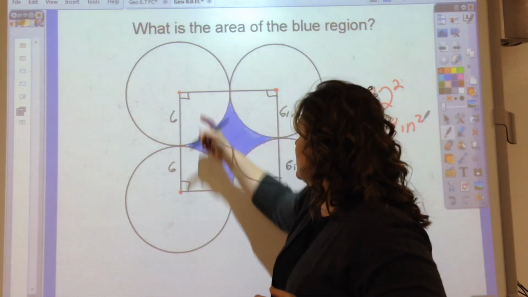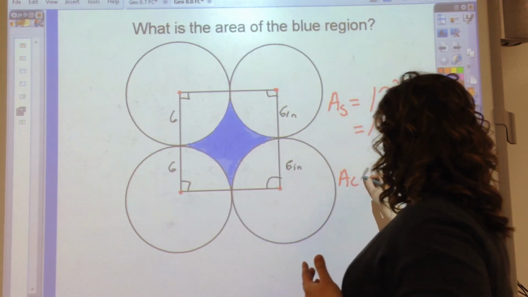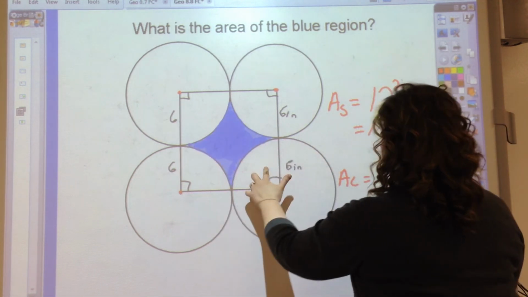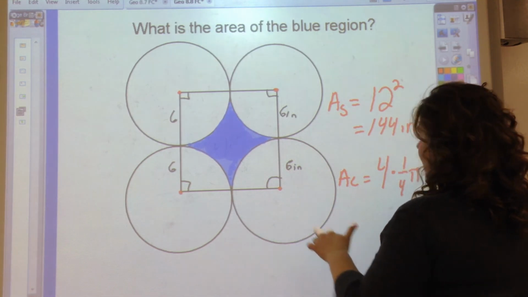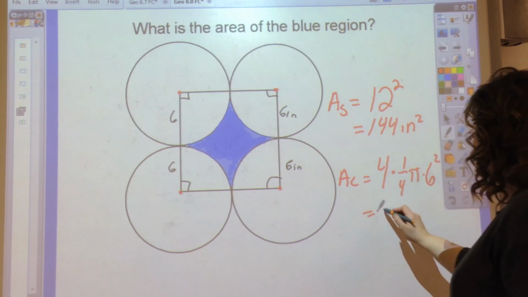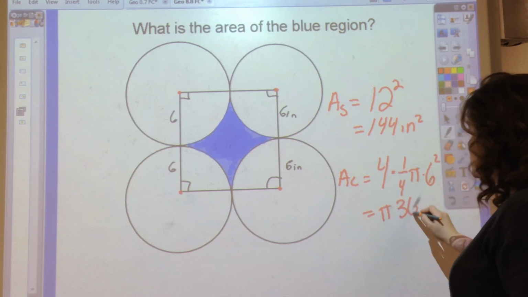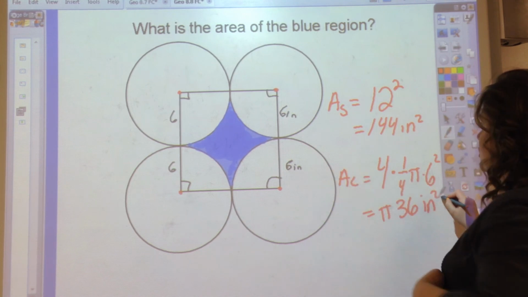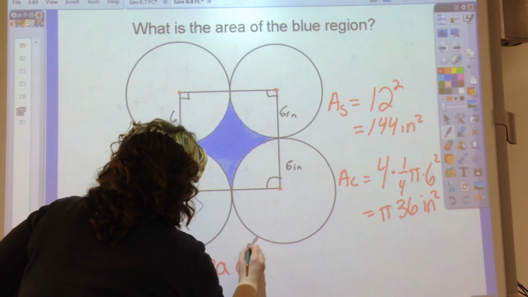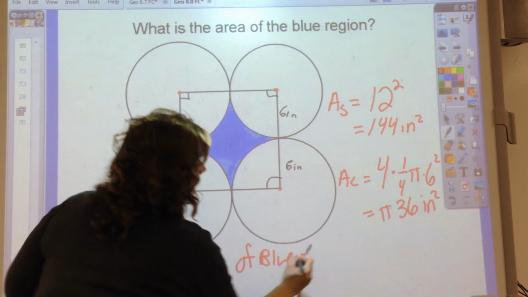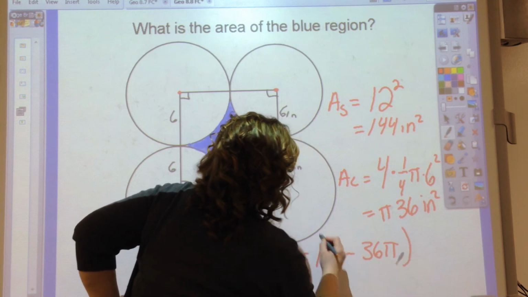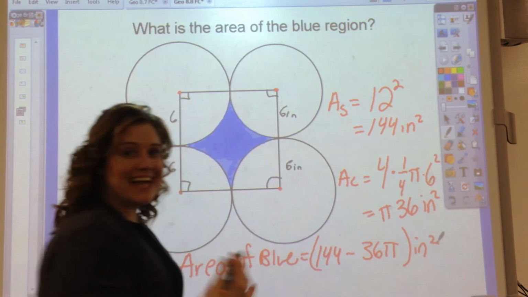Now the area of the circle portions, I have 4 of them, and they're each 1/4 of the circle, so I'd have 1/4 times pi radius squared. 4 times 1/4 is 1. Pi times 6 squared is 36 pi, and my units are again inches squared. So the area of the blue region only would have to equal 144 minus 36 pi inches squared. And that would be my exact solution.